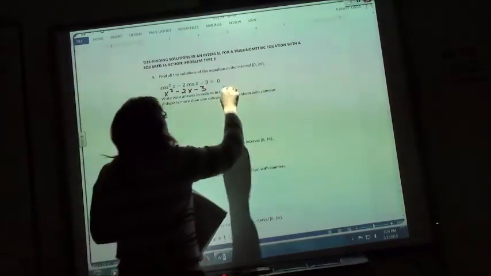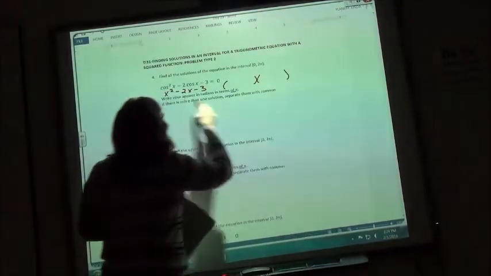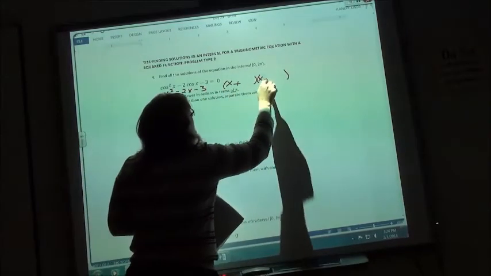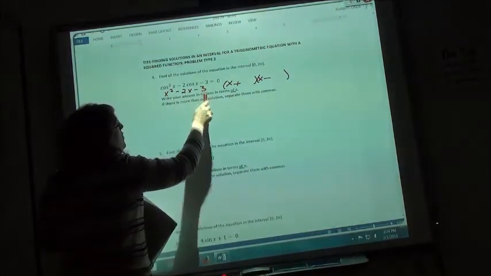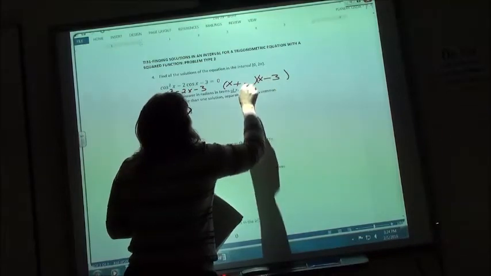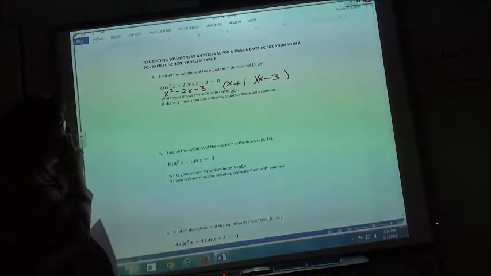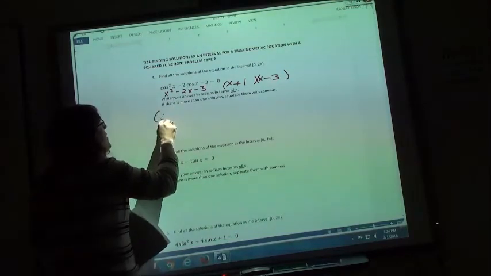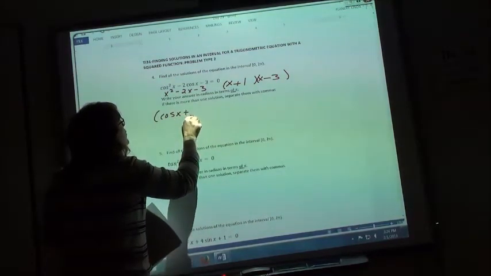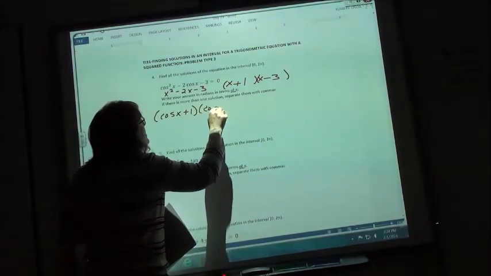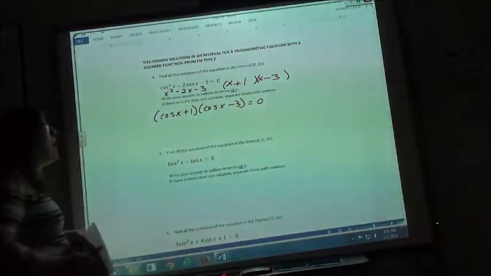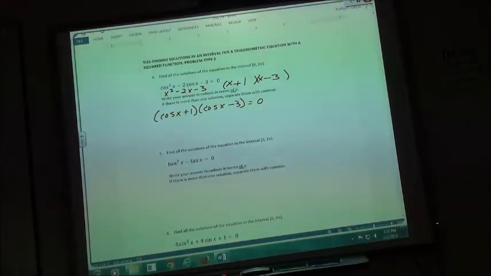So if I'm going to factor that, I would have x and x. Since the end is negative, a plus and a minus. Factors of 3, I'd have to have a minus 3 and a plus 1 to get the minus 2 in the middle. I'm going to replace my x's with cosine of x. So the cosine of x plus 1 times the cosine of x minus 3 equals 0, and I now have it in factored form.